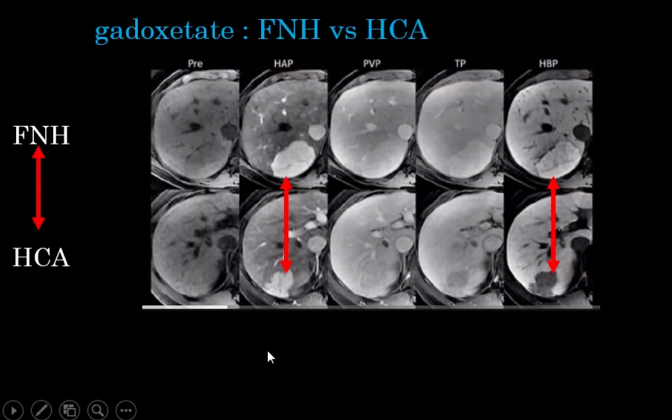Okay, this is a comparison between the two lesions, FNH and HCA, because there is overlap between them in the imaging features. This is the pre-contrast. On the post-contrast arterial phase, you see both of them are enhancing. If you were given only the arterial phase, you wouldn't be able to say which one is which. So you need other images of the later phases. You see in the hepatobiliary phase, this one retains the contrast because there's OATP transporter on the surface of the cells, but this doesn't retain. That's one way to differentiate between them.